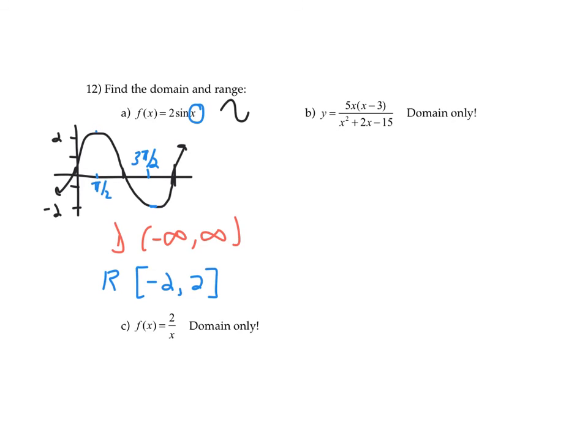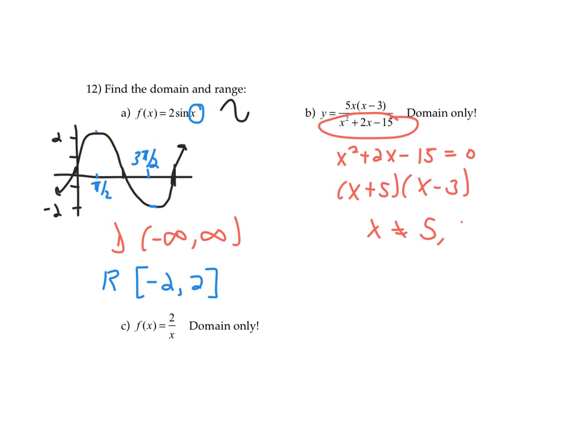For part B, we're asked to find the domain only. You really need to just focus on the denominator. Okay, so in the denominator, x squared plus 2x minus 15, we're going to set it equal to 0 and then factor it. So you get x plus 5 times x minus 3. So x cannot equal negative 5 or positive 3.